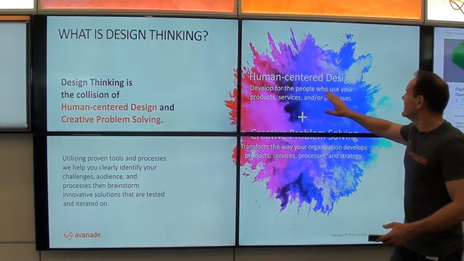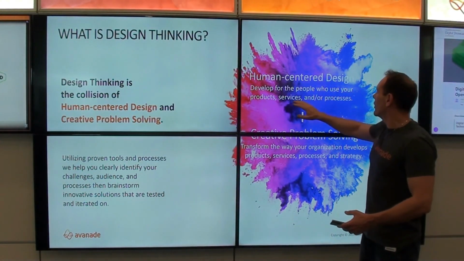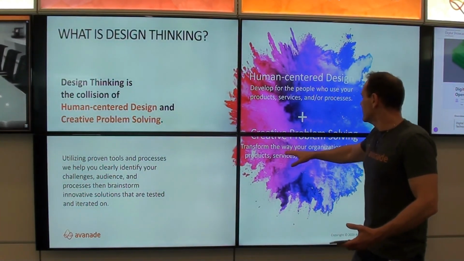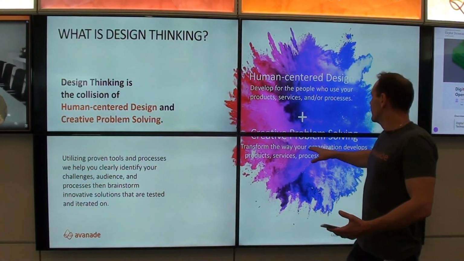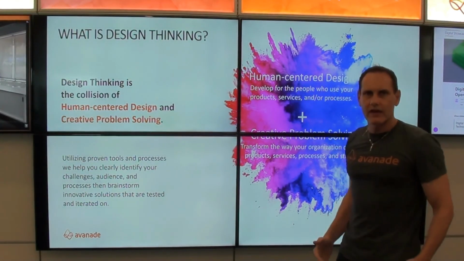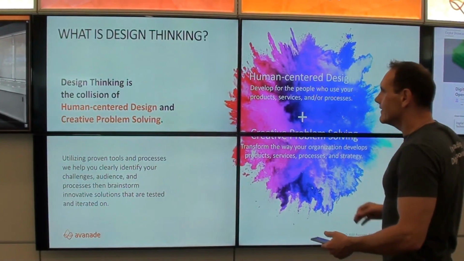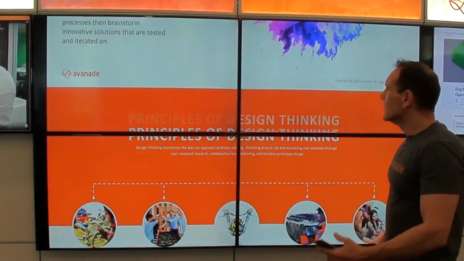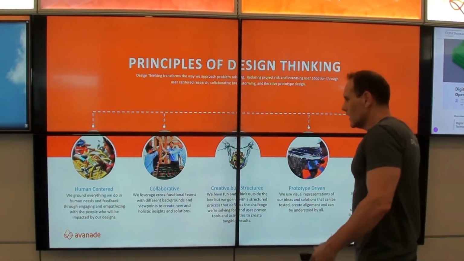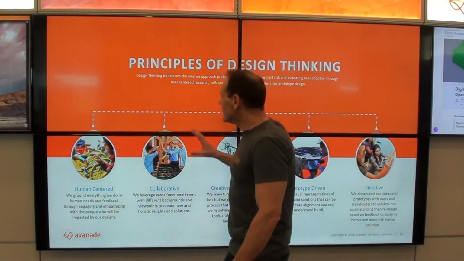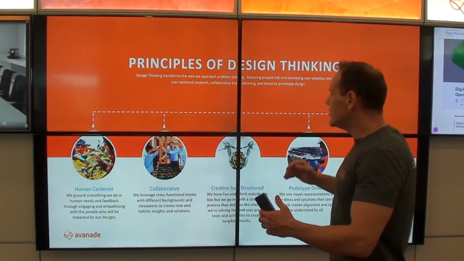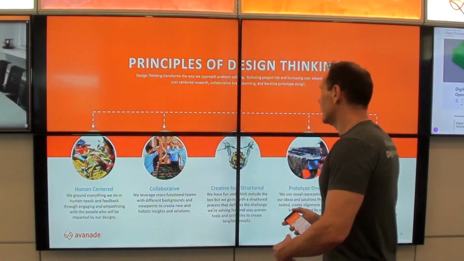Human-centered design as in developing for the people who use the products, services, and processes that we're creating, and creative problem solving as in the transformative way that your organization develops products, services, processes, and strategy. That is that collision that we're looking for, that we're bringing together to create a design thinking strategy. There are a couple of tenets when we talk about design thinking that we'd like to point out. Design thinking is human-centered. We ground everything we do in human needs and feedback through engaging and empathizing with the people that we're impacting.